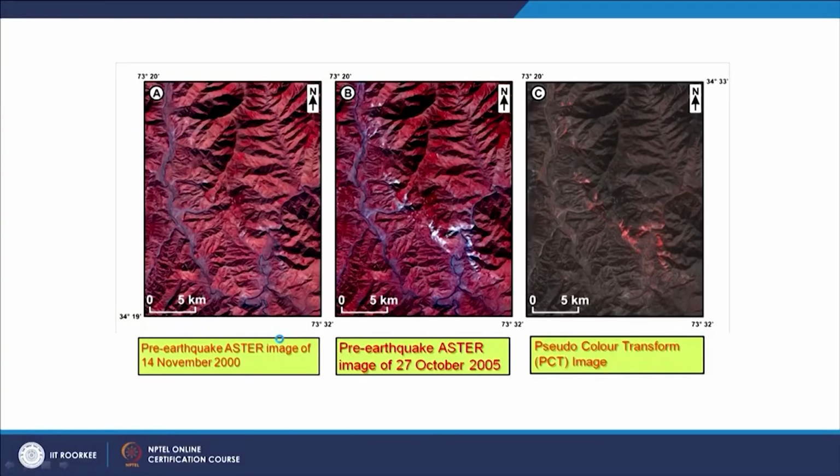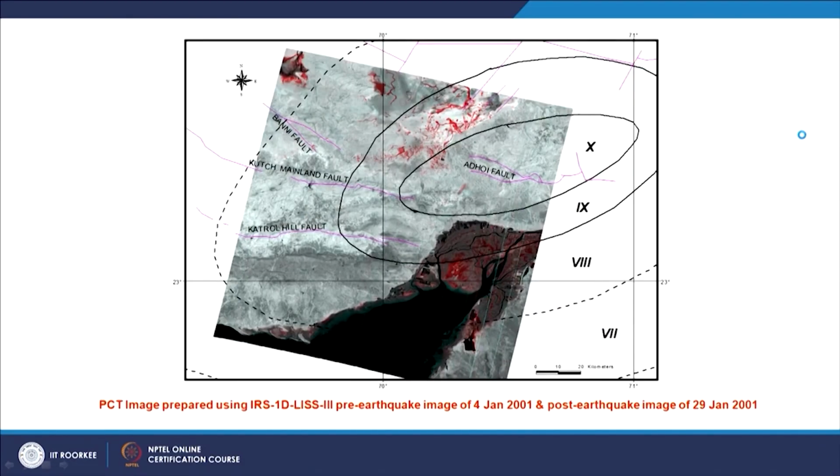Similarly, in many other earthquakes, in the same way we have done the color transformation. There, in the previous Chamoli example, we had taken PAN images, high spatial resolution images. Here we have taken the false color composite images, and still you can do the same pseudo color transformation as the rightmost image depicts. If time gap is minimum, then you get very good results. If time gap is large, you do not get those good results.